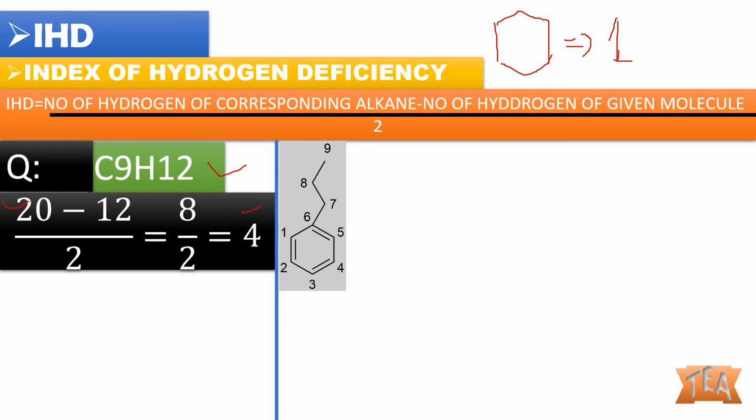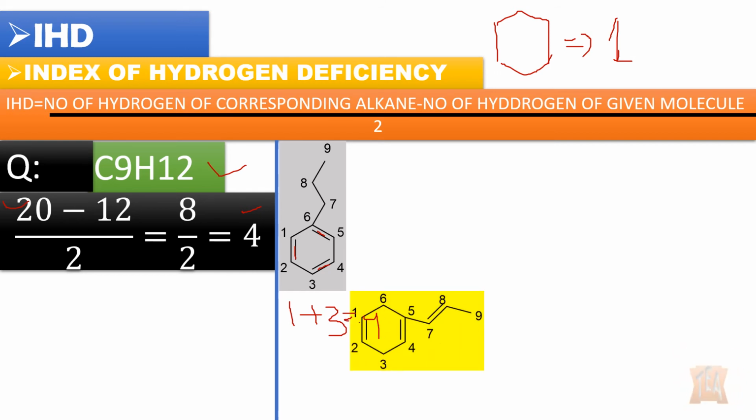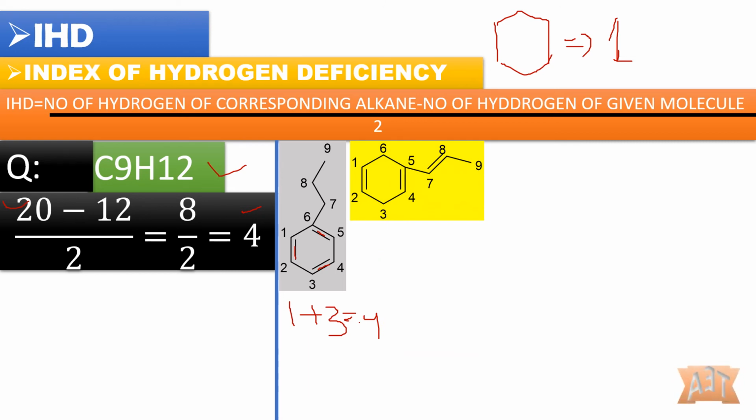So you can see here there is 1 IHD of the ring and 3 IHD of the double bonds which are given, right? So the total IHD is 4. The next structure is obviously one of the possible structures or isomers of the given molecular formula as well. You can see here there is also one ring and there are 3 double bonds. So it is giving us 4 IHD.